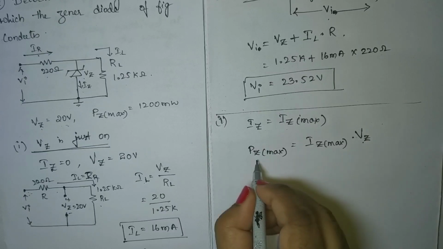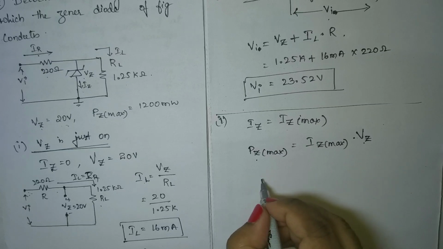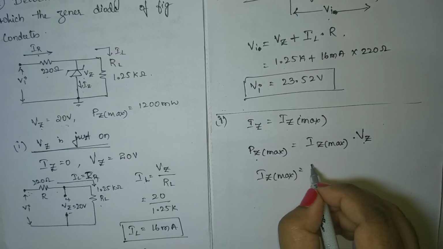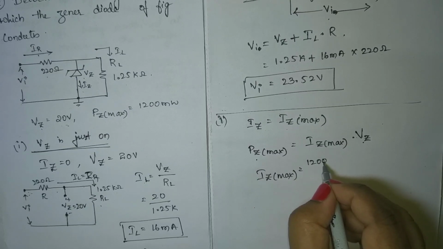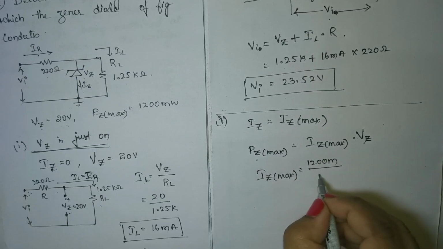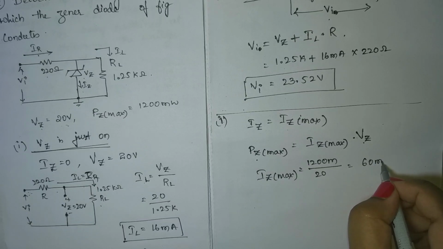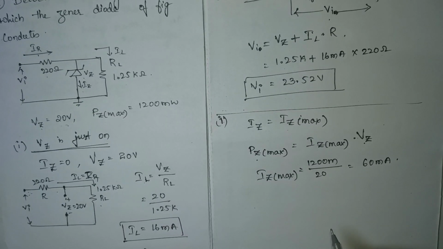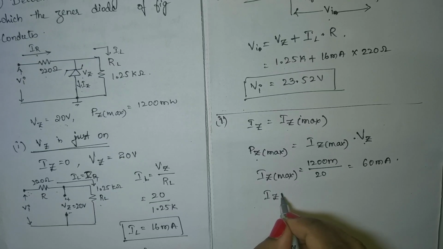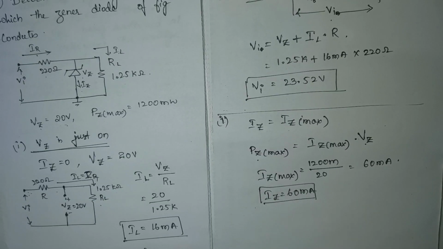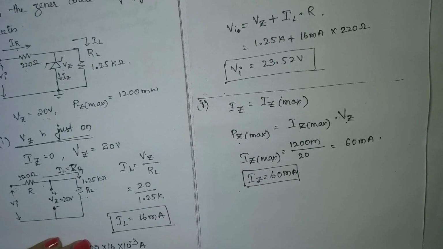We know what is VZ, we know what is PZ. So calculate the value of IZ maximum. It is equal to PZ, which is 1200 milli, divided by 20, which is equal to 60 milliamps. So IZ value is equal to 60 milliamps. This is the value of IZ.